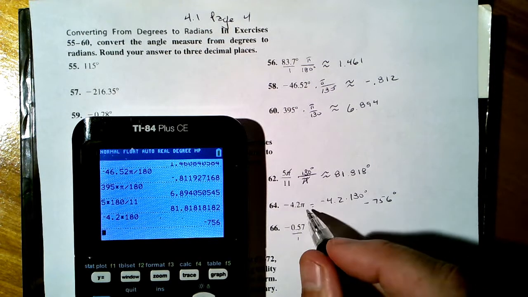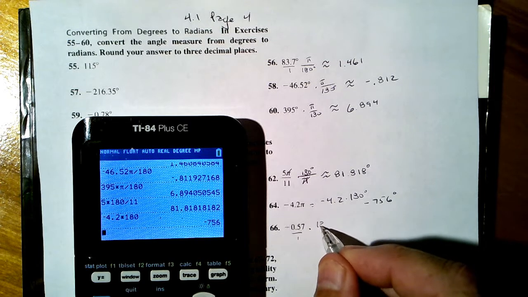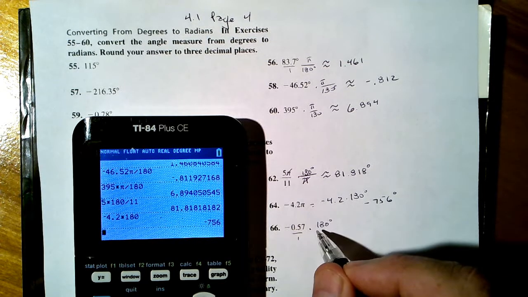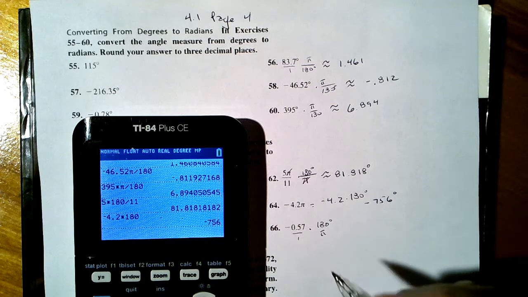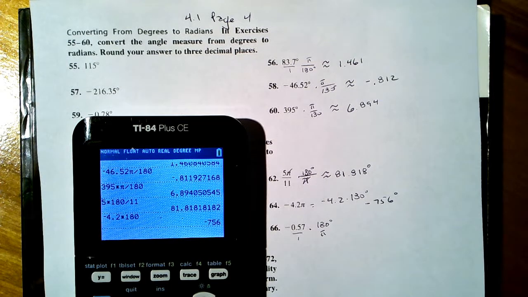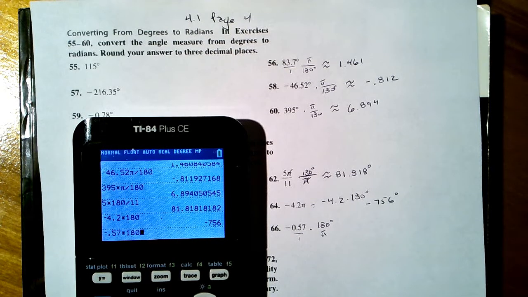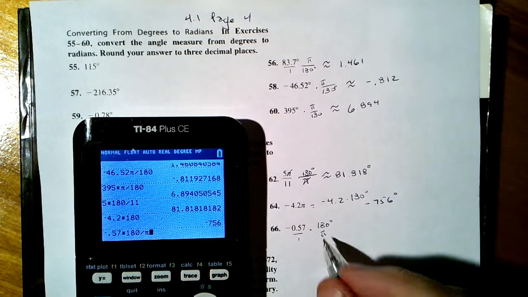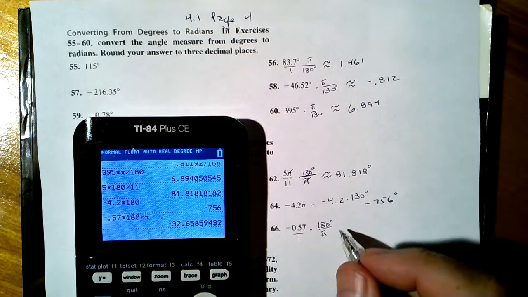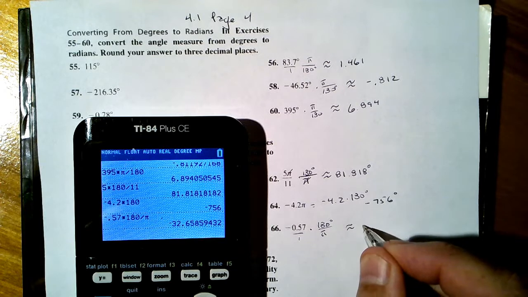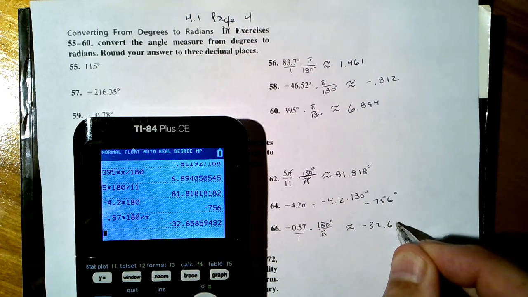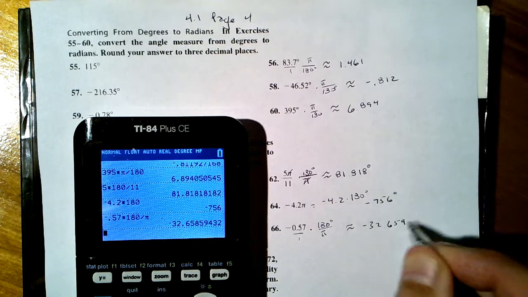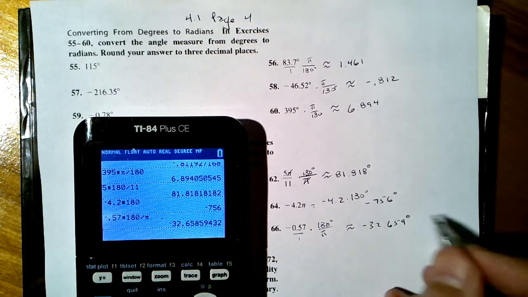So I need to introduce degrees. I need to cancel radians. So I get negative 0.57 times 180 divided by second caret pi, and we get approximately negative 32.659 degrees.